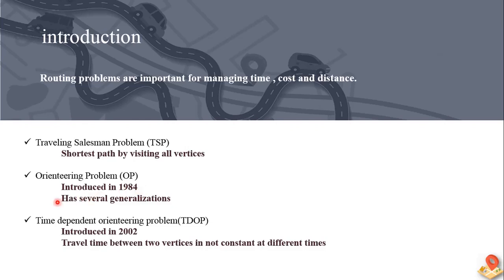This problem has several generalizations for different applications. One of them is the time-dependent orienteering problem, which was introduced in 2002. In time-dependent OP, travel time between two vertices is not constant at different times. This problem is very close to real-world routings and has different applications.